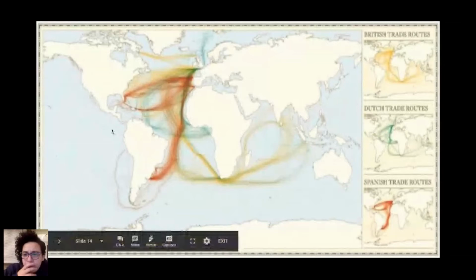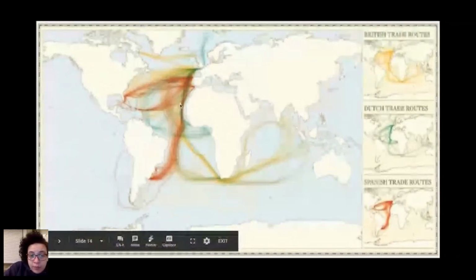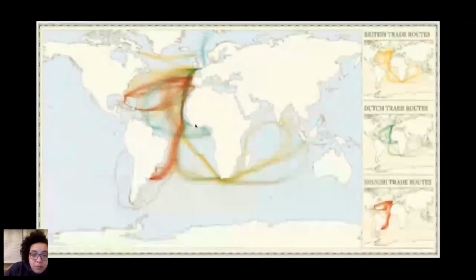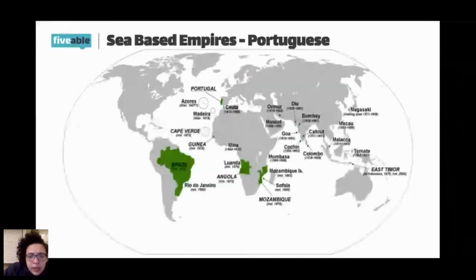The amount of trade that's happening in this time period is massive. Colonies were sort of like a means to an end, right? If I'm going to be going here often, or if I can have a port right here, then it makes this shipment of slaves a lot easier. So I'm just going to show you a couple maps here just so you can see.